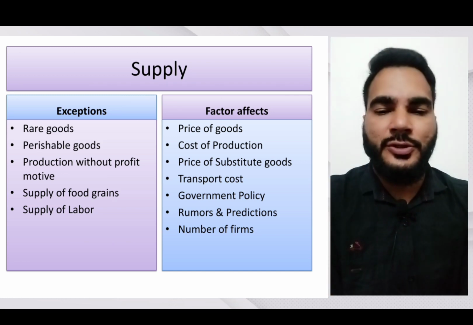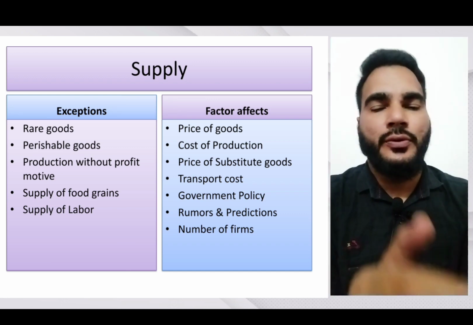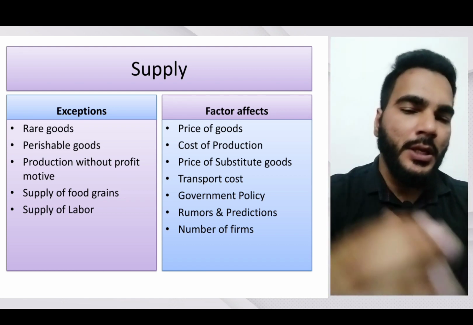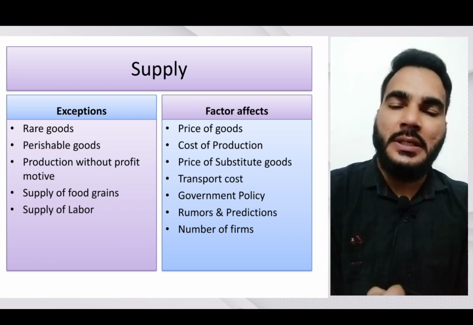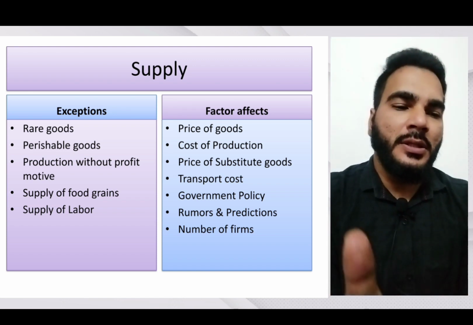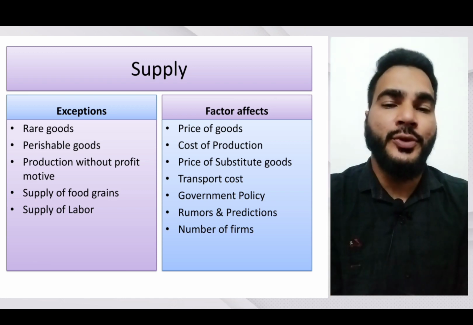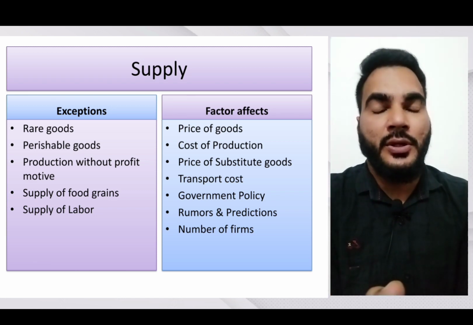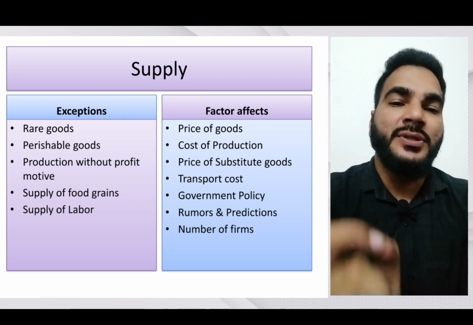Then we have price of substitute goods. Let's take one example. If the price of tea increases, we actually want to increase the supply of tea as well. But as we can see, the market is mostly covered, and the customers are habituated to having coffee. So here the law of supply won't work, because the preferences of customers have changed.